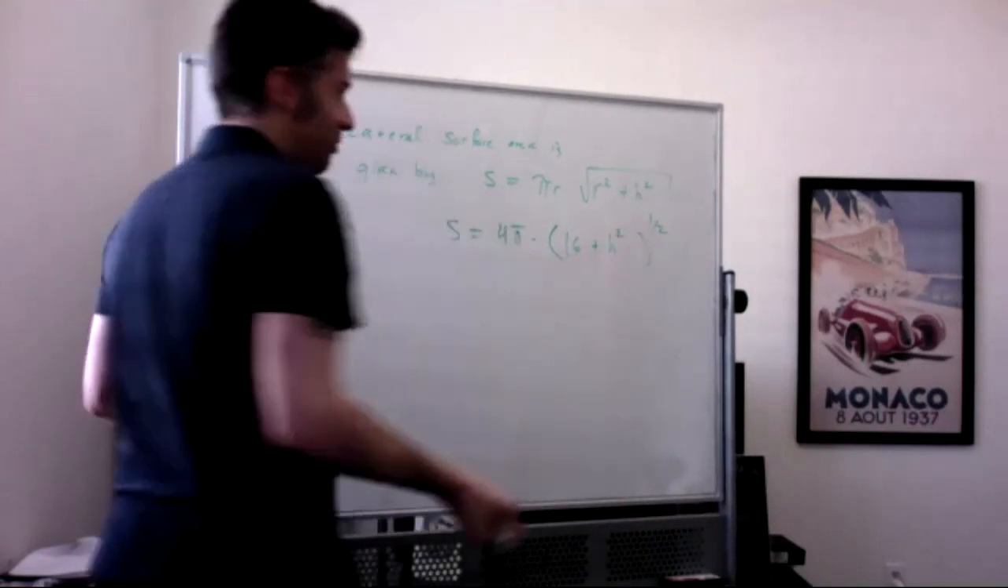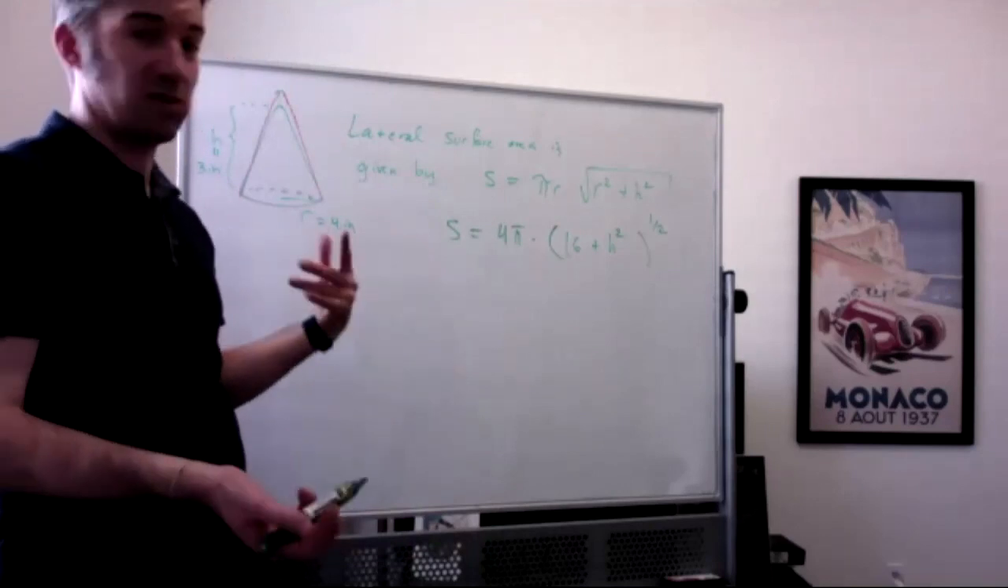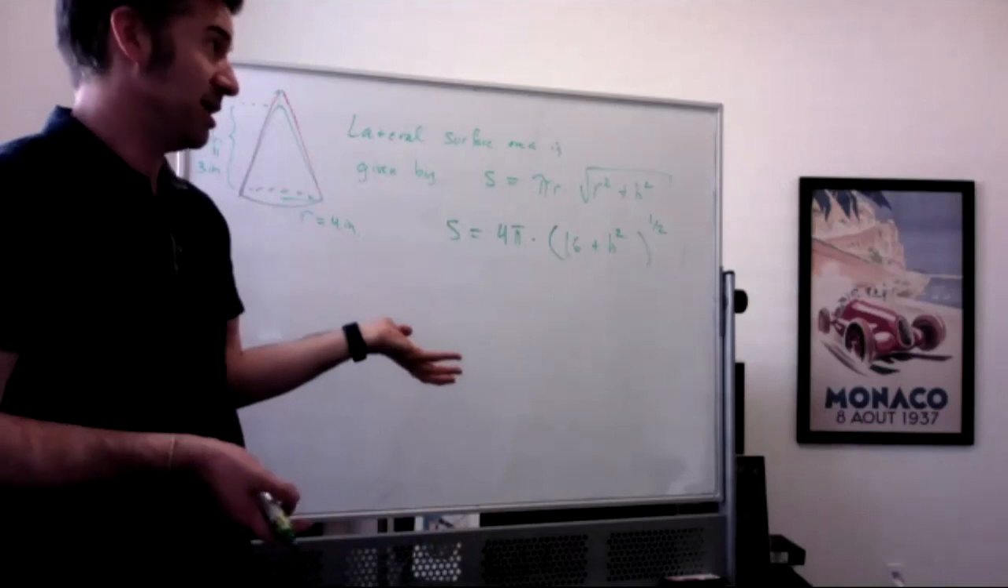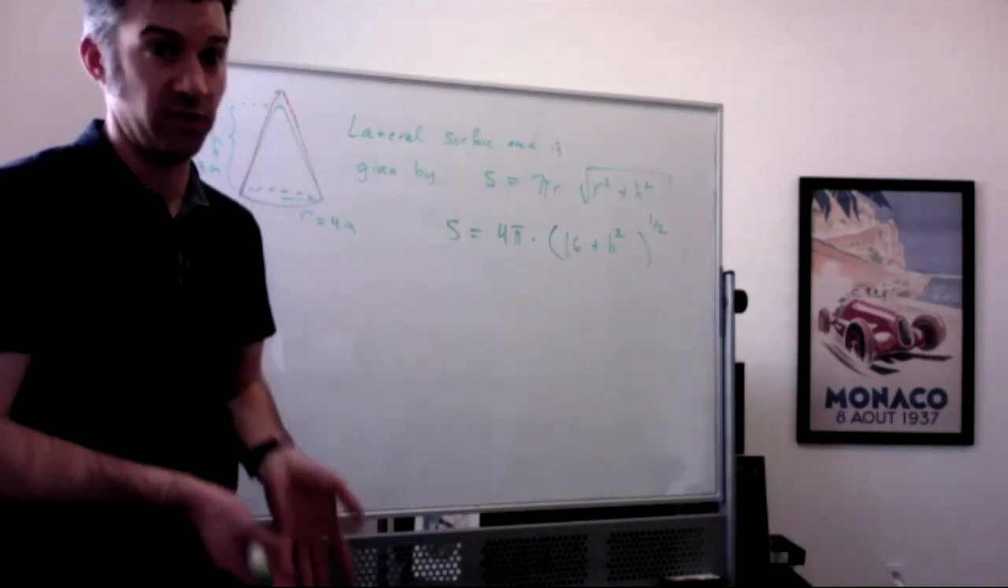So if you're dealing with problems like this where some things are changing, this is also true for related rates. If some things are changing and other things are constant, it is perfectly fine to actually plug in the values for the things that are constant.